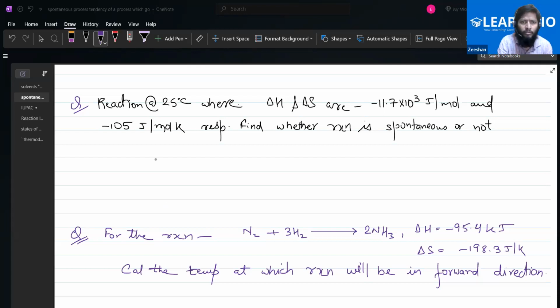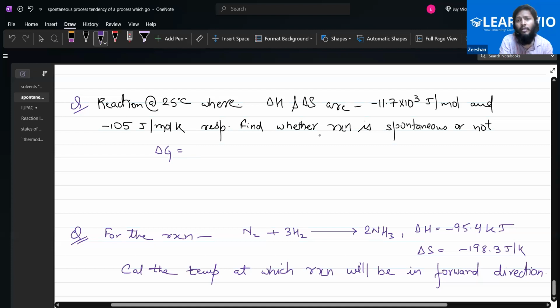So I'm going to solve this. Kindly look if you are having some trouble. We have to find whether the reaction is spontaneous or not.